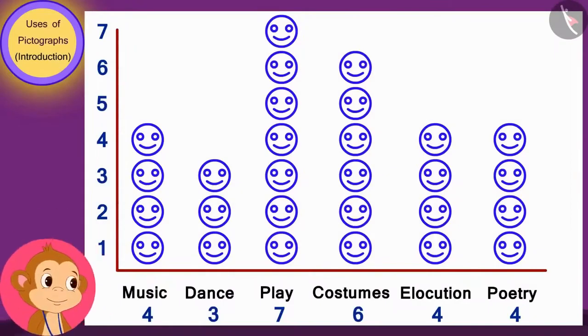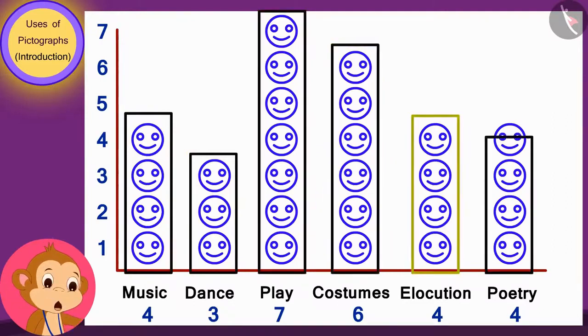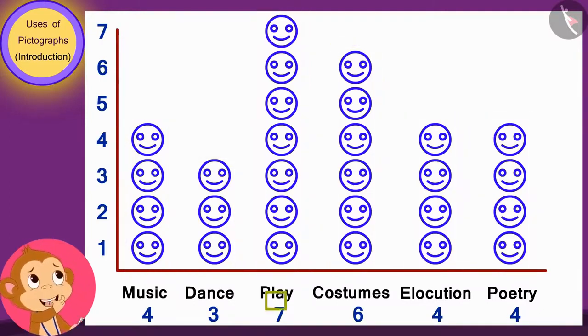Babban got very excited. He said to Appu, "Wow, Appu, this is so interesting. Just by seeing the height of these lines made by the faces, I can immediately find out which program has the maximum number of children and which program has the least number of children."